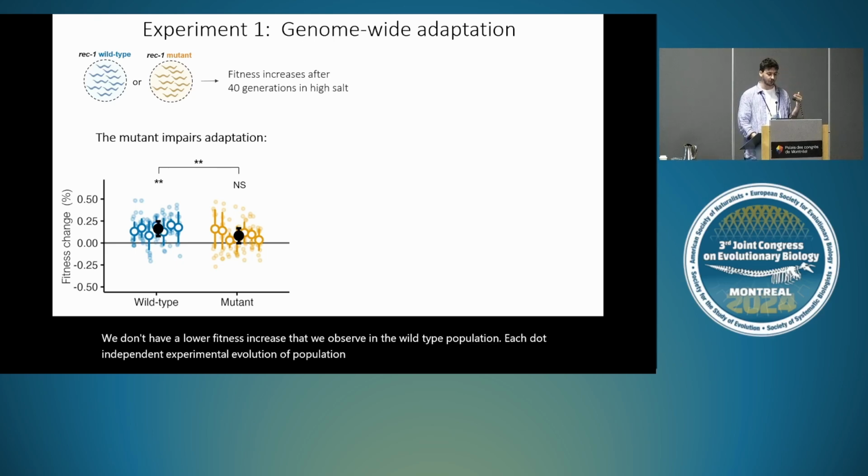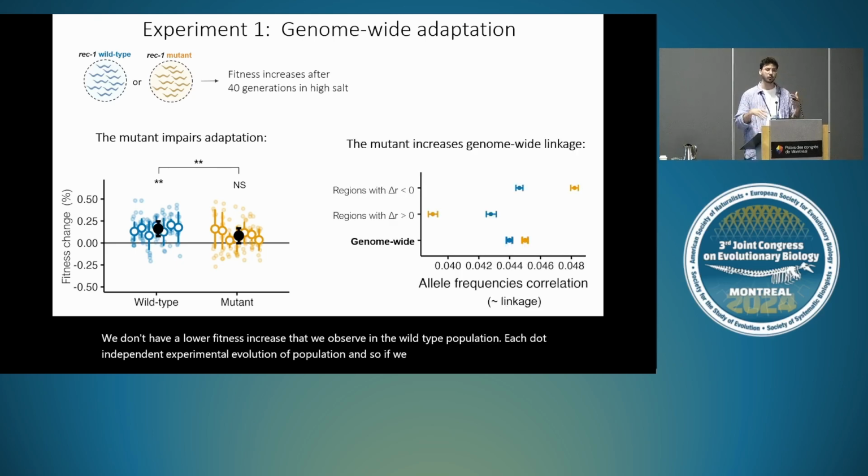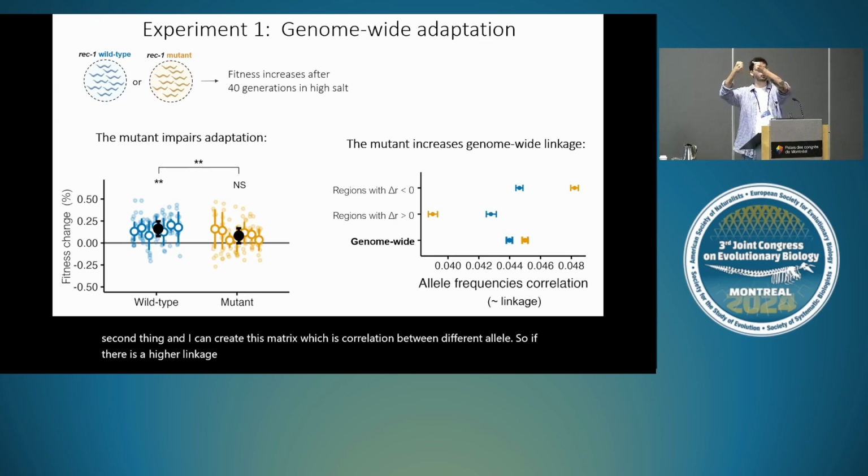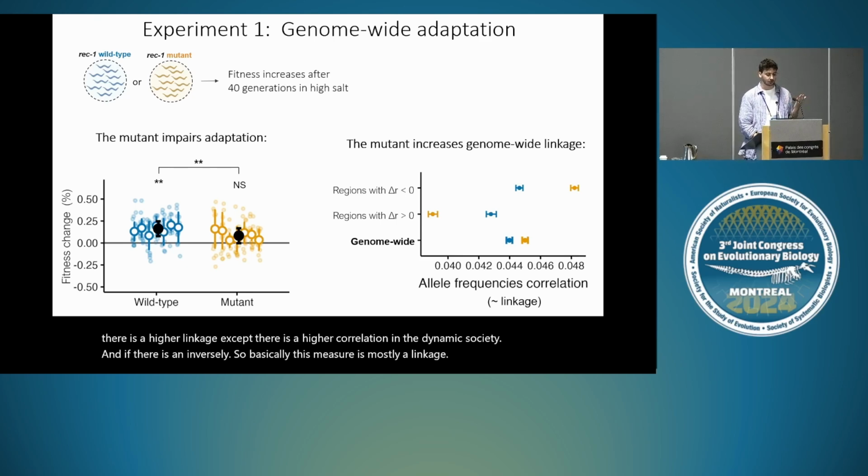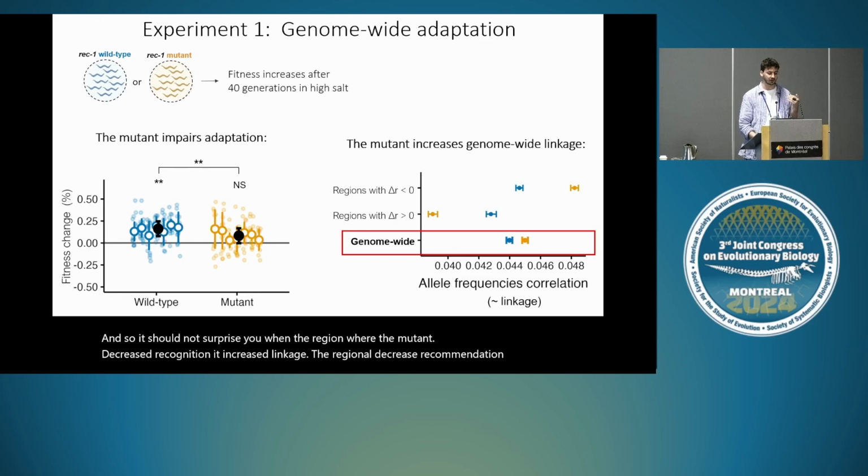And so if we wonder why, I've done pool sequencing, and I calculated this matrix, which is a correlation between different alleles. So if there is higher linkage, we expect there is higher correlation in the dynamics of selected alleles, and the opposite if there is lower linkage. So basically, this measure is mostly a linkage measure. And so it should not surprise you that in the regions where the mutant decreases recombination, it increases linkage, and in the regions where it increases recombination, it decreases linkage.